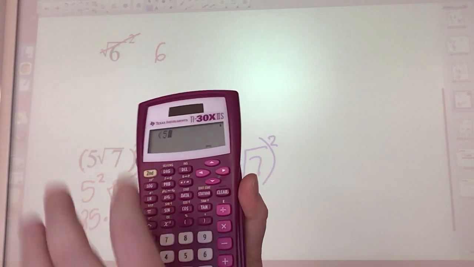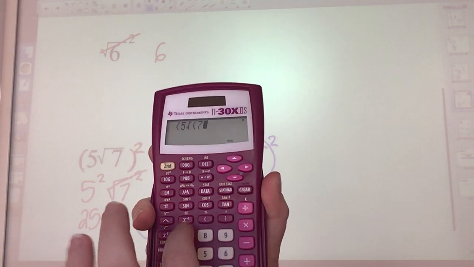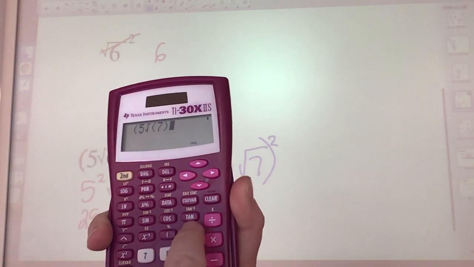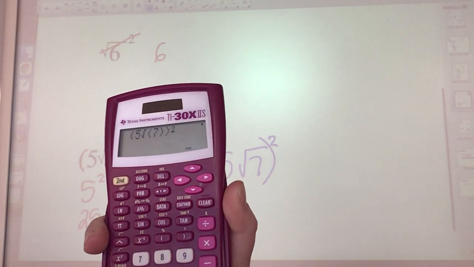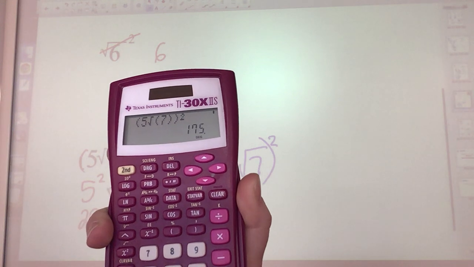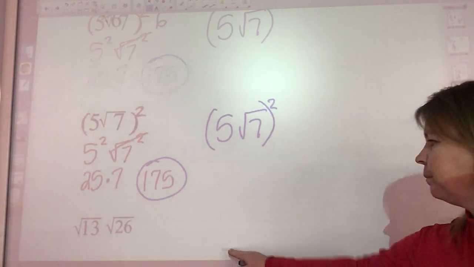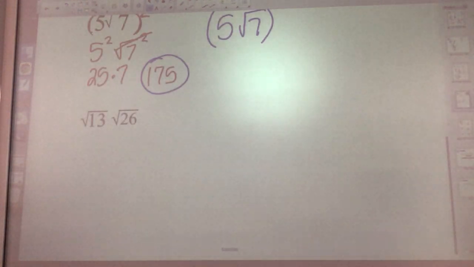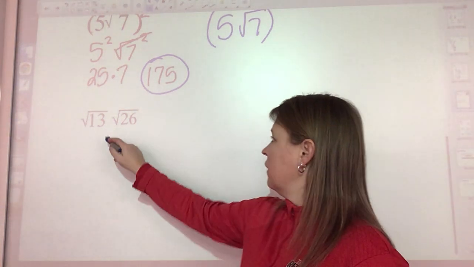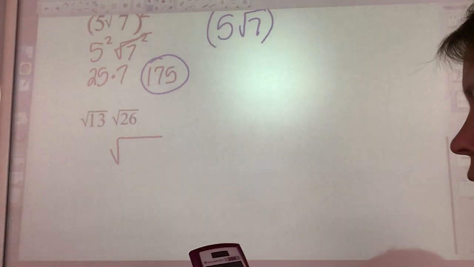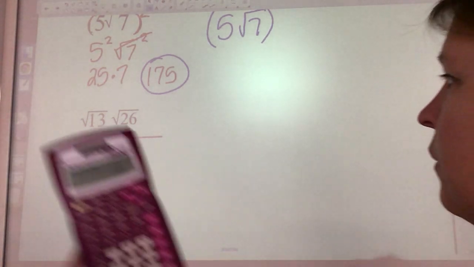Left parenthesis, 5, square root of 7. You see 2 left parentheses, which means you need 2 right parentheses. 2 lefts, 2 rights, 175. Don't rely on your calculator to do the work for you if you don't know how to use your calculator. Square root of 13 times the square root of 26, that's a big number. Take 13 times 26, and you get 338.